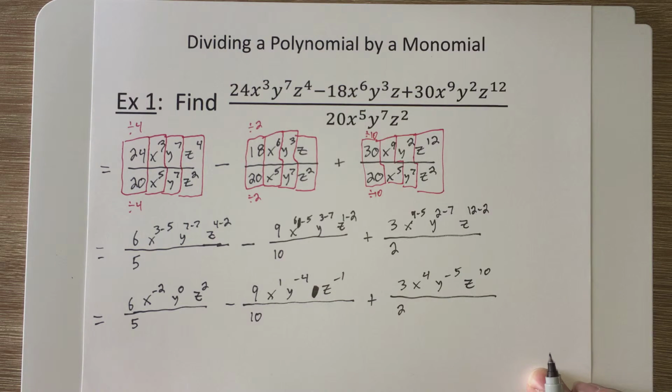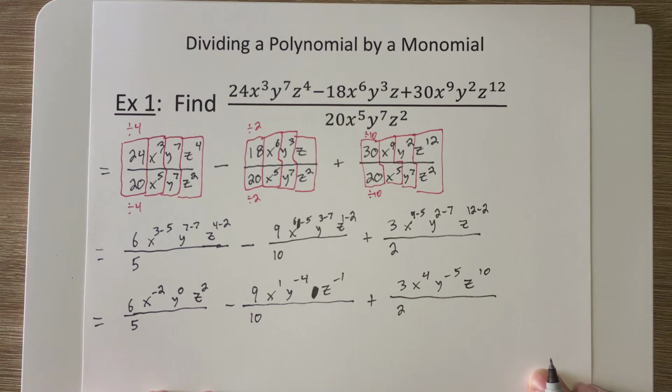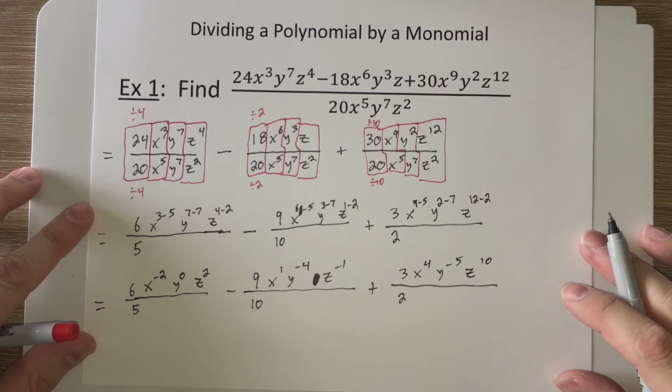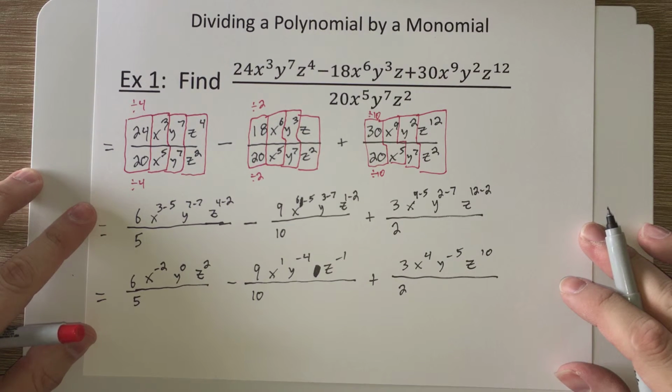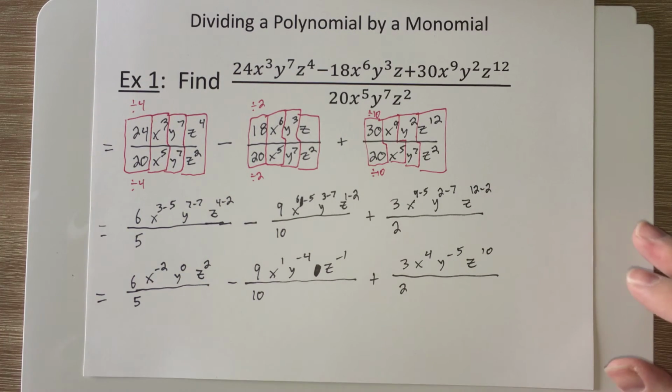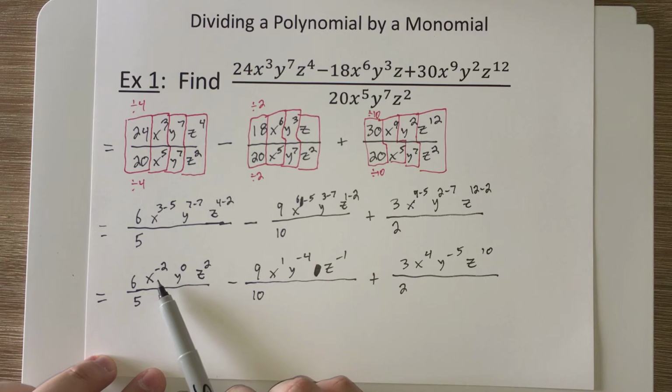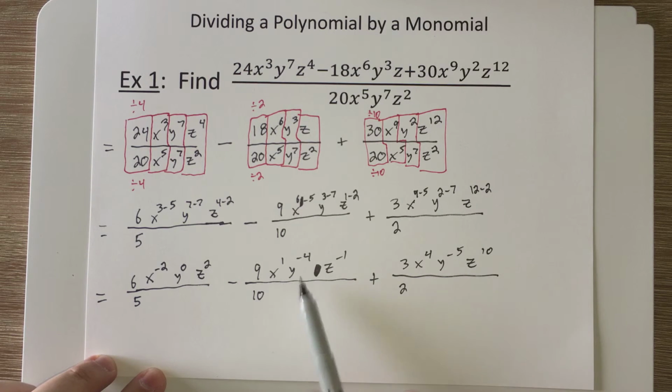Okay, we're getting there. The only thing left to do now is you can't have a negative power in your answer. You don't want to have a 0 power in your answer. You don't want to have a 1 power in your answer. So if you have a negative power, first of all, you need to move it. So any term that has a negative power, this one has a negative power, this has a negative power, negative power, negative power. Anytime you see a negative power, you're going to move it.